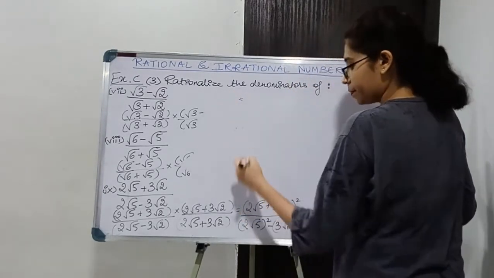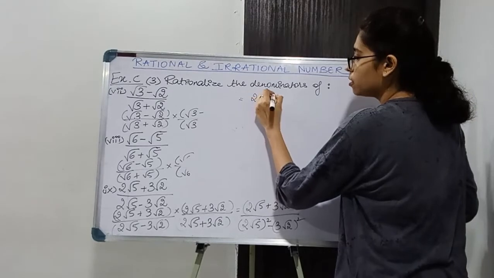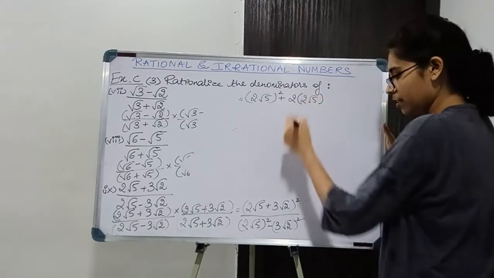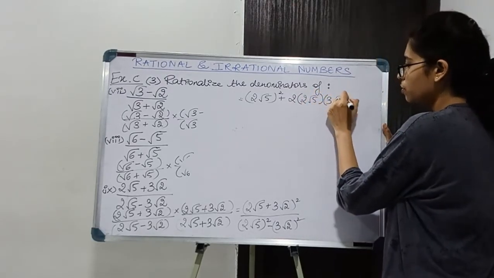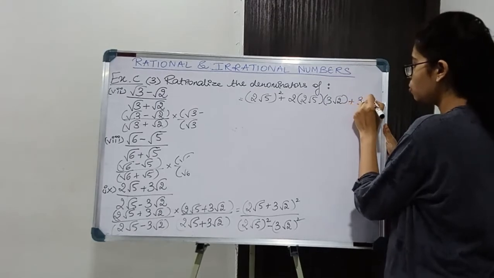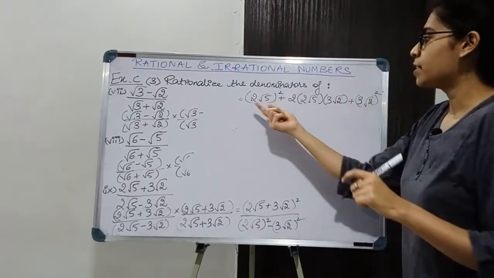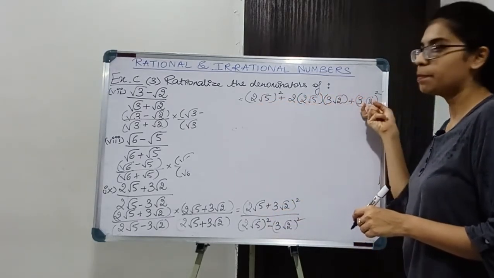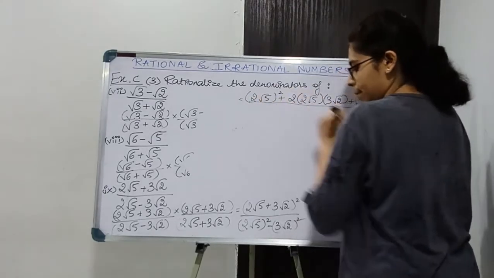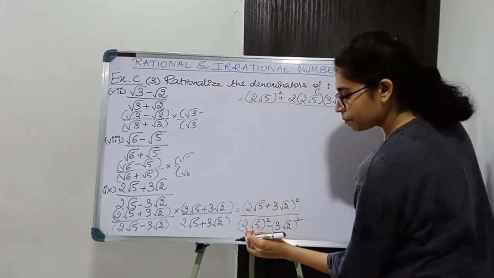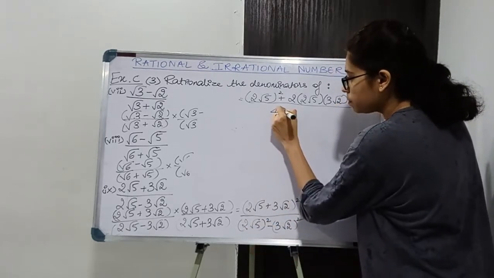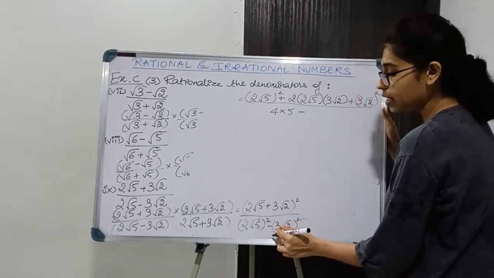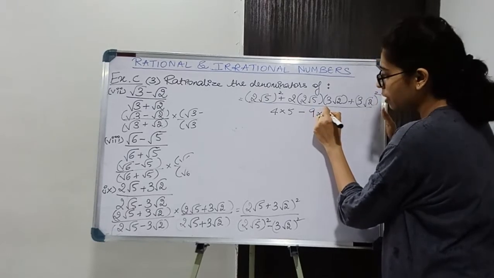So it is 2 root 5 the whole square plus 2 into 2 root 5 into 3 root 2 plus 3 root 2 square. It is of the form a plus b the whole square. तो एक्सपेंशन करने पे a square plus 2ab plus b square हो जाएगा. And in denominator I have a square minus b square. 2 का square will give 4. Root 5 का square will give 5 minus 3 का square will give 9 and root 2 का square will give 2.